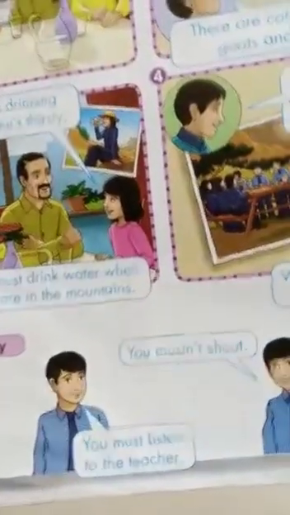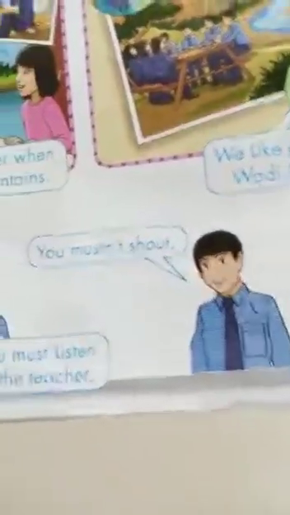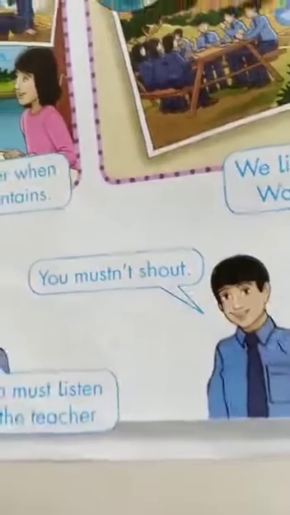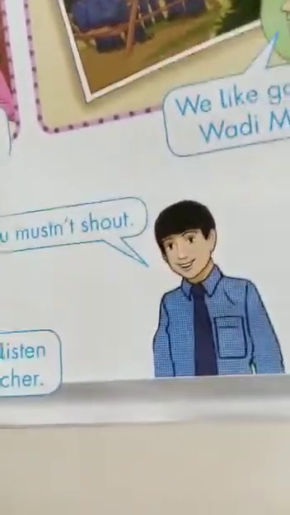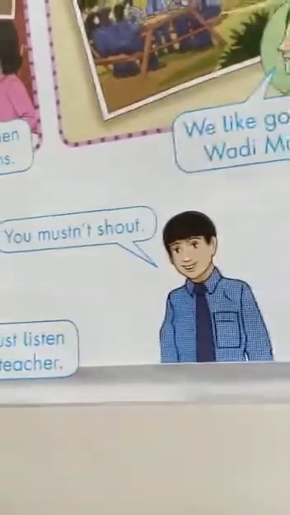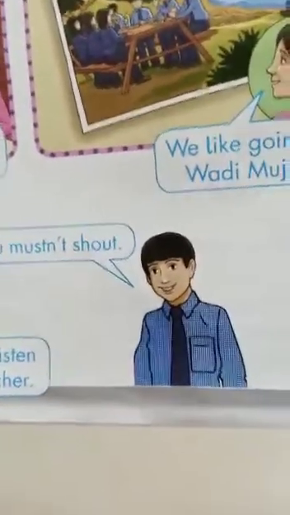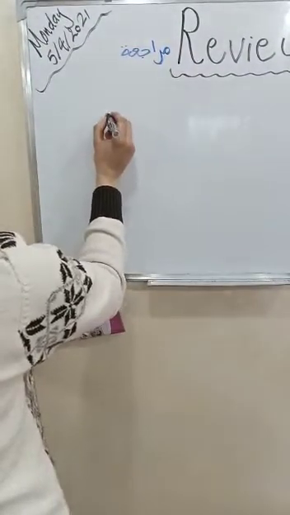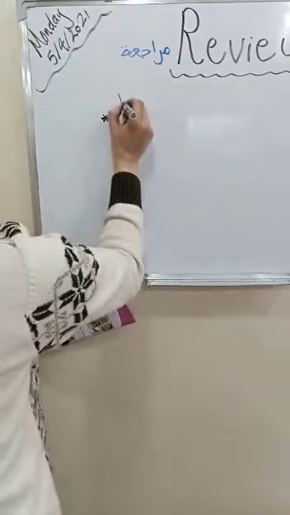Now move to exercise 2. Exercise 2, say. In this exercise, you have to say sentences by using must or mustn't. For example, you mustn't shout. You must listen to the teacher. Again, you mustn't shout. You must listen to the teacher.